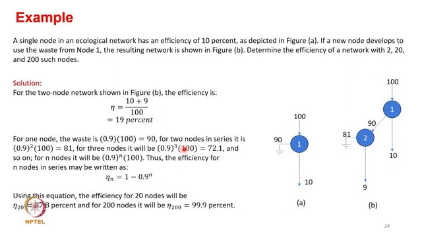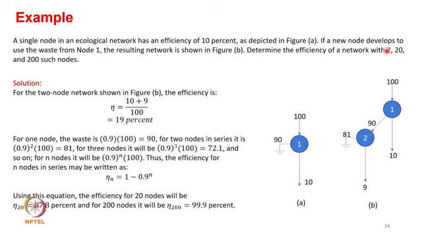Now, look at a case: a single node in an ecological network has an efficiency of 10% as depicted in figure A. If a new node develops to use the waste from node 1 and the resulting network is shown as figure B, determine the efficiency of the network with 2, and again 20 and 200 such nodes.